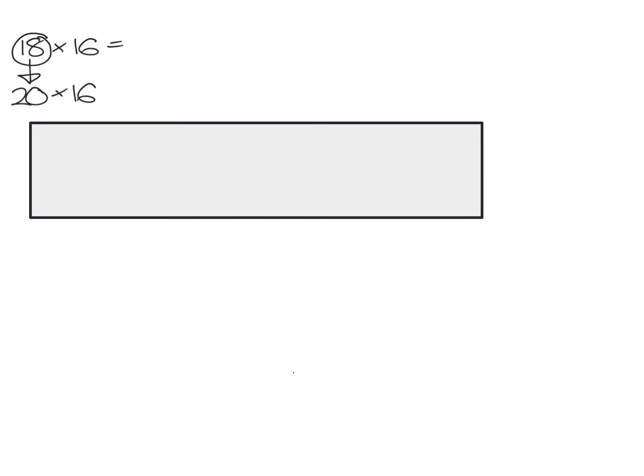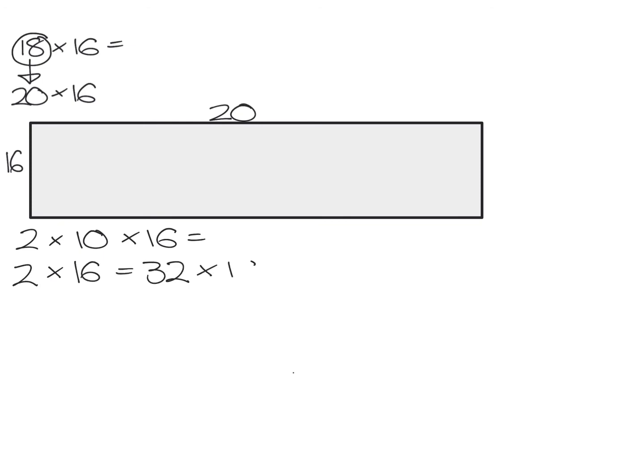So I've got 16 on the side and I've got 20 at the top. Okay, so I've got 16 rows and 20 in each row. How I'm seeing that is 2 multiplied by 10 multiplied by 16. 2 multiplied by 16 is 32. 32 multiplied by 10 is 320.